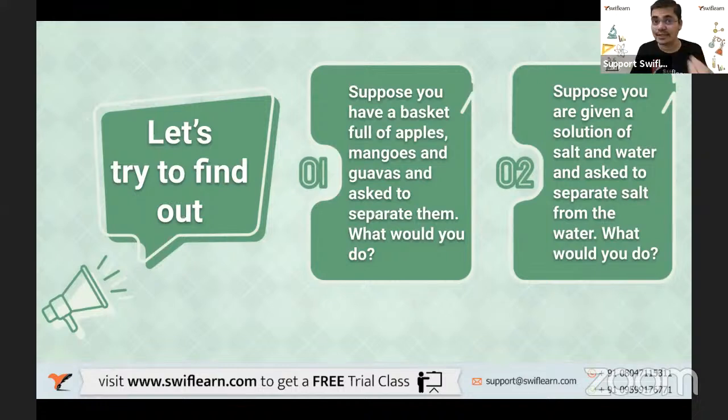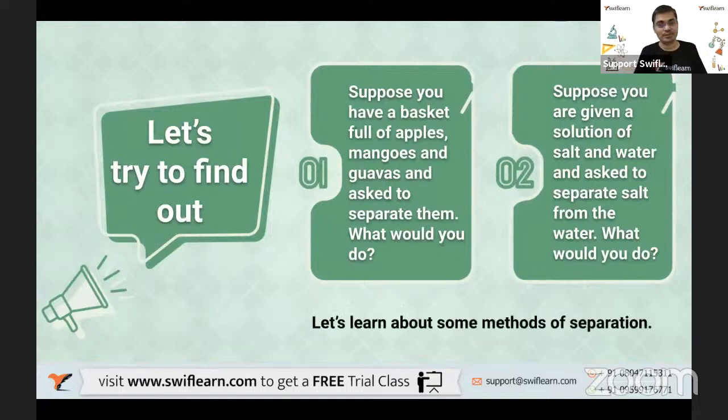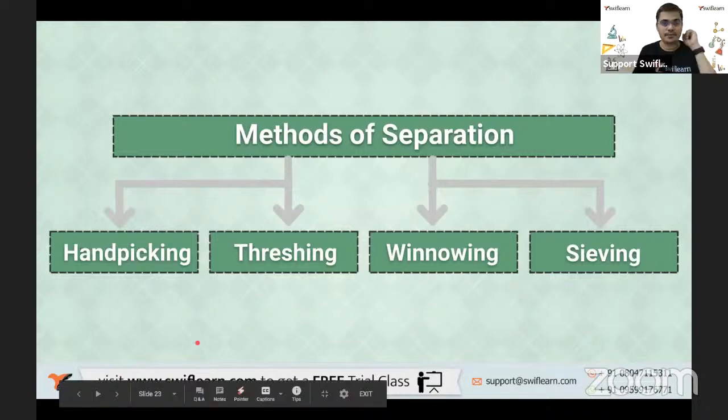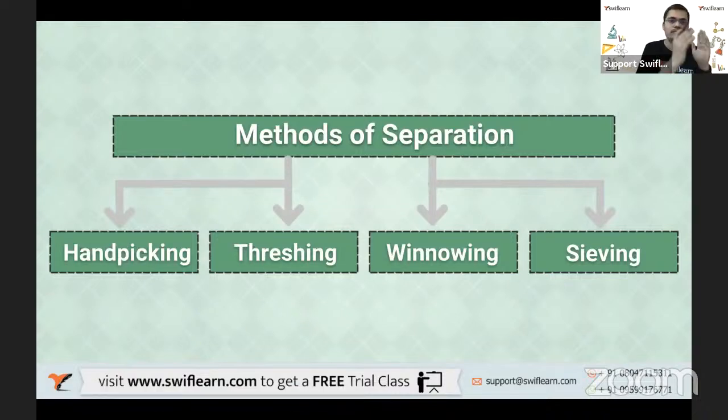So let us discuss this now. This is a very important query everyone must be having. So let us proceed to learn the methods. So methods of separation. What's the first? Hand picking, right? Exactly. The first example, which is mangoes, guavas, and apples. How did you separate all of them? You separated by hand picking, right? First you collected your most favorite fruit, that is mango. So that is the hand picking process. Next is threshing. Third is winnowing. And fourth is sieving. So these are the separation processes.